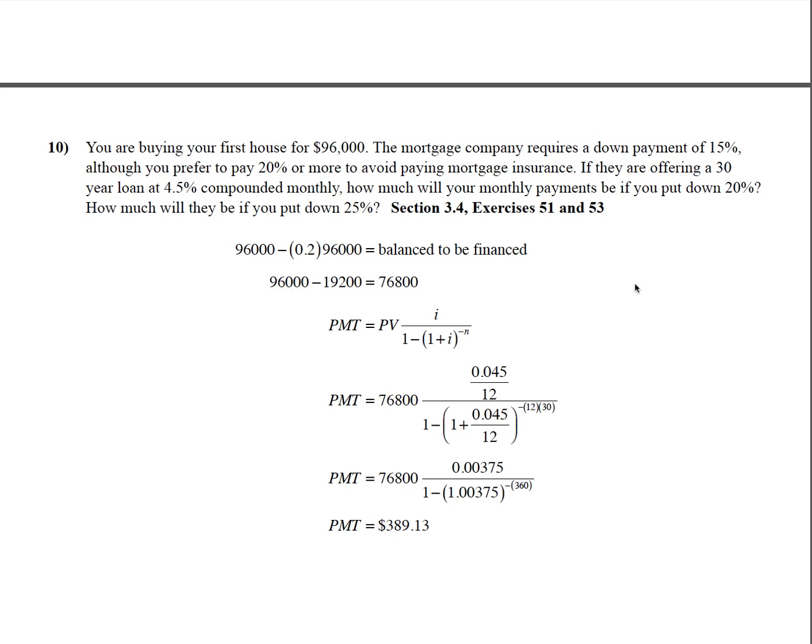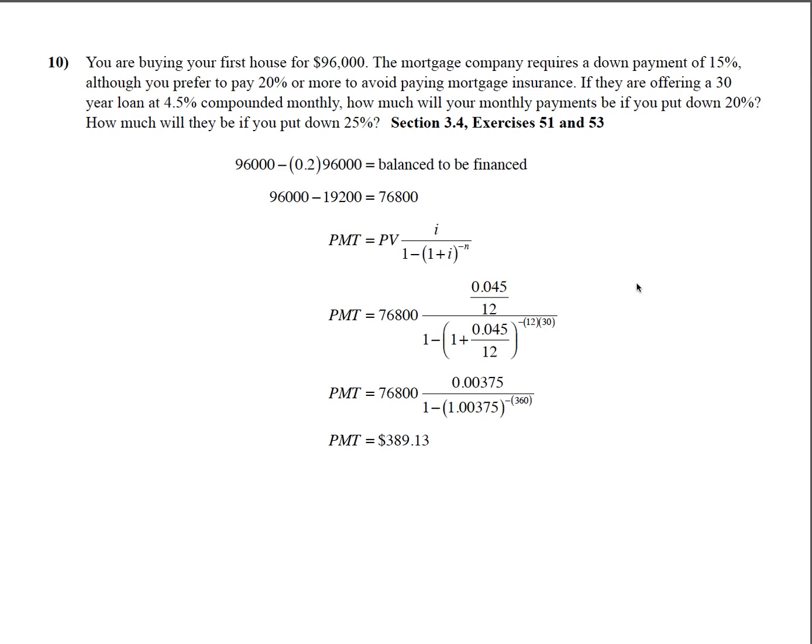So that's everything, unless there's a bonus question. That's everything we will definitely be asked on this third exam.